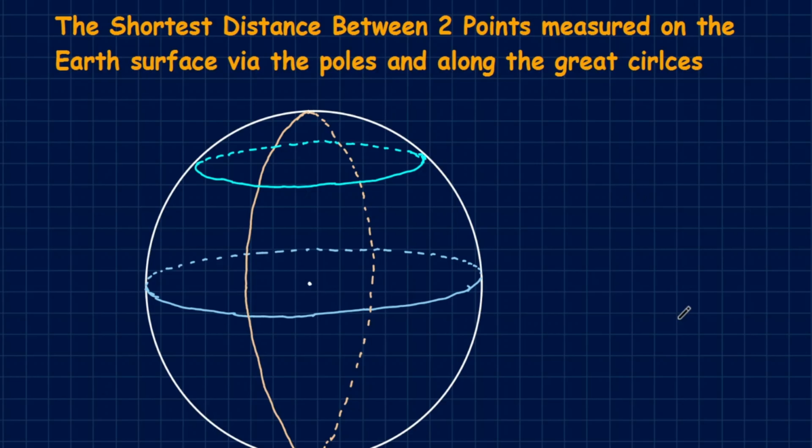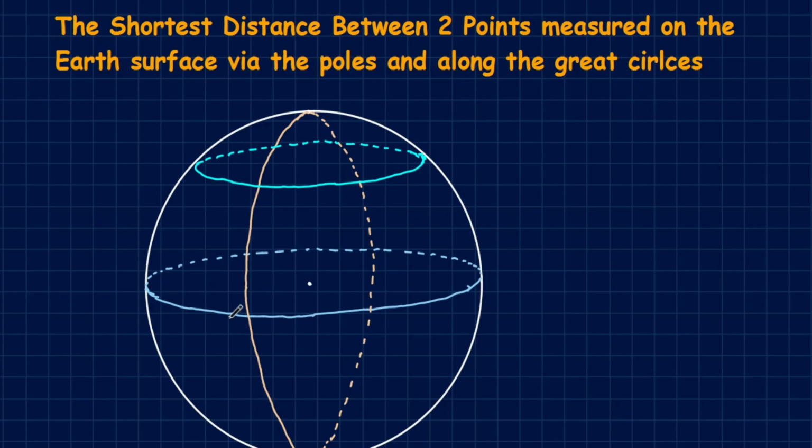Today on our board, we have the shortest distance between 2 points measured on the Earth's surface via the poles and along the grid cycles. So I've drawn for you 2 cycles here. This longitude grid cycle divides the Earth into 2 hemispheres, Eastern Hemisphere and Western Hemisphere.